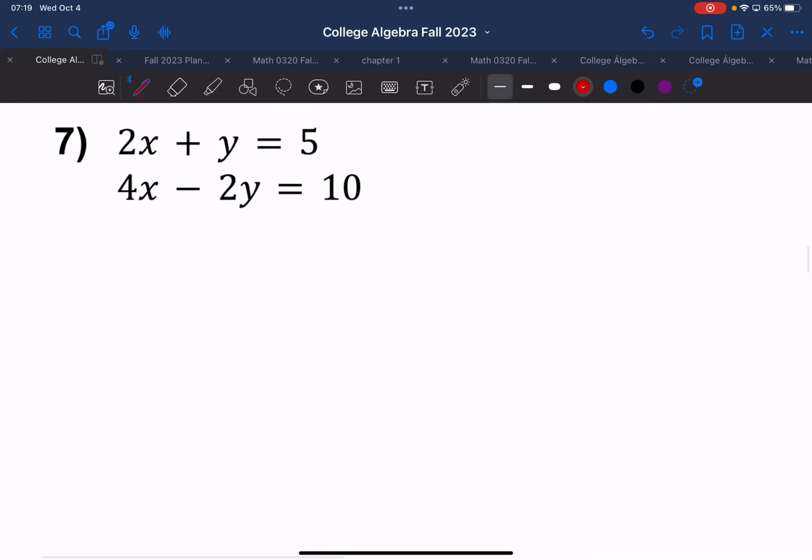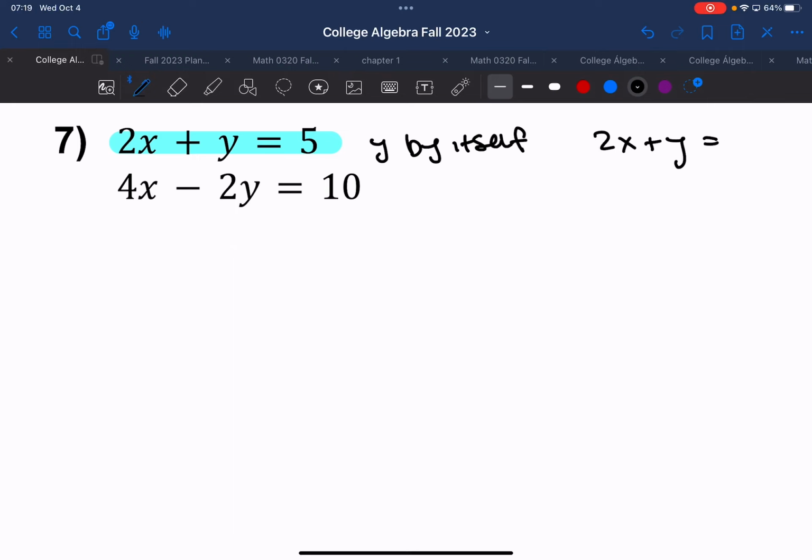Okay, so let's look at number 7. Again on number 7, we're using substitution. So which equation would be the easiest to use, top or bottom? Top, and for what variable? Y. So we're going to get y by itself. So I'm going to have 2x plus y equals 5. The only step I got to do here is what? Yep, subtract 2x to the other side, and I get y is equal to negative 2x plus 5.